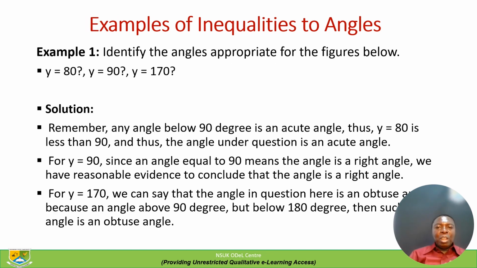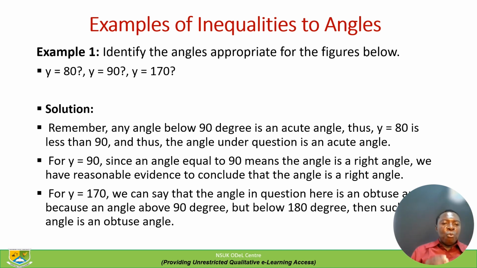So, examples of inequalities applied to angles. Example 1: identify the angles appropriate for the figures below. So y is equal to 80, or y is equal to 90, or y is equal to 170. Solutions. Remember, any angle below 90 degrees is an acute angle. Thus y equal to 80 is less than 90, and thus the angle is an acute angle.